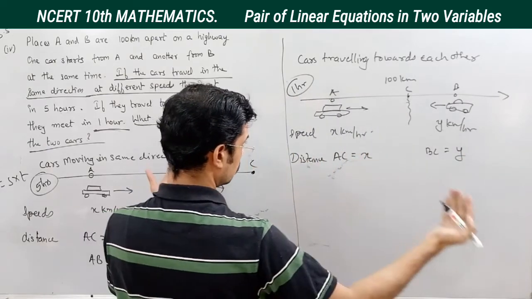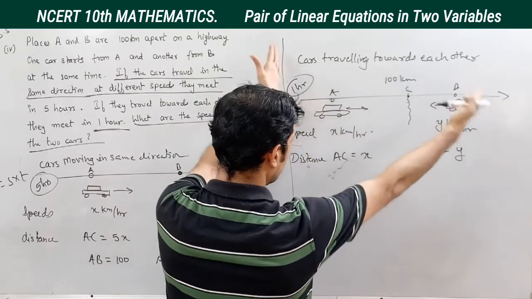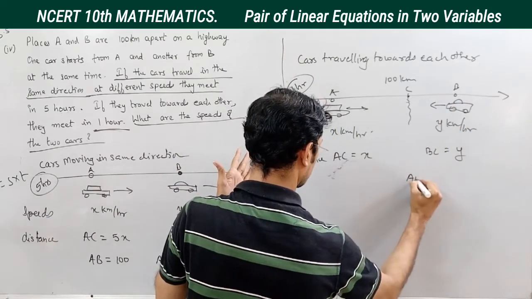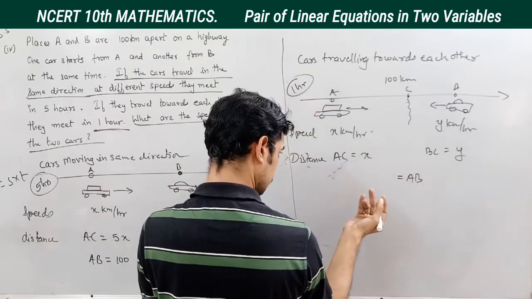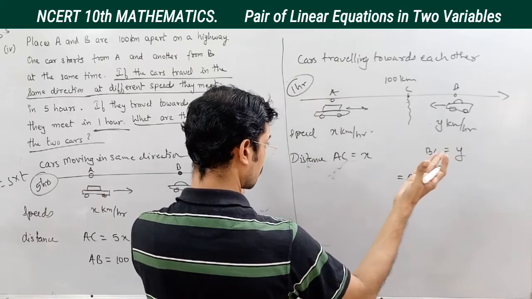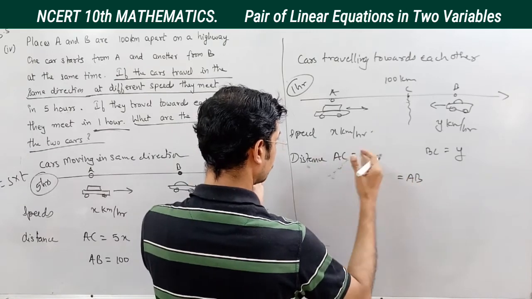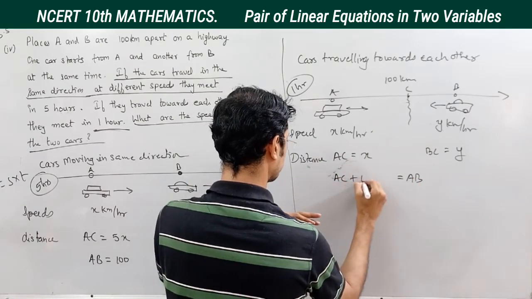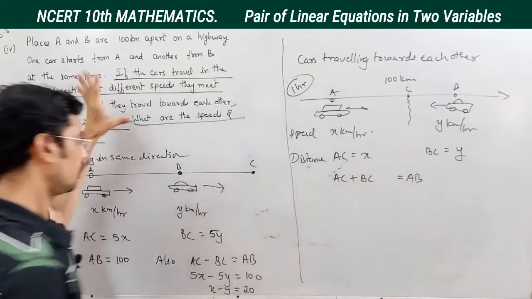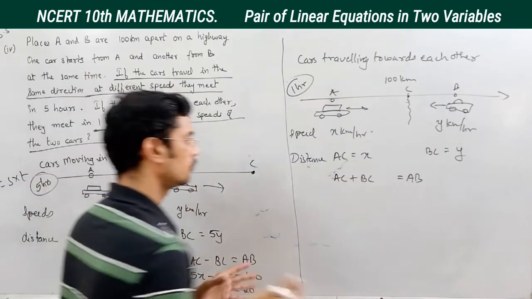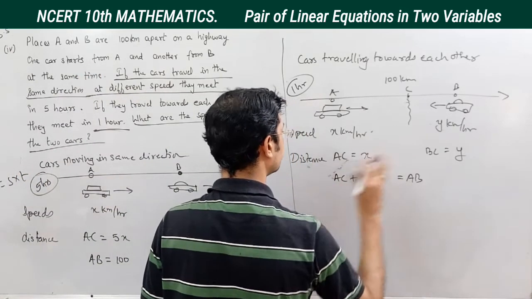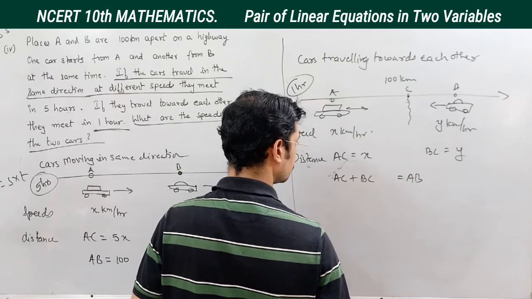Okay, so in this case what happens is, the total distance travelled by both the cars is AB, and AB can be obtained by adding AC and BC. So it is AC plus BC. This is the situation of this problem. So what we have here is AC plus BC equal to AB.